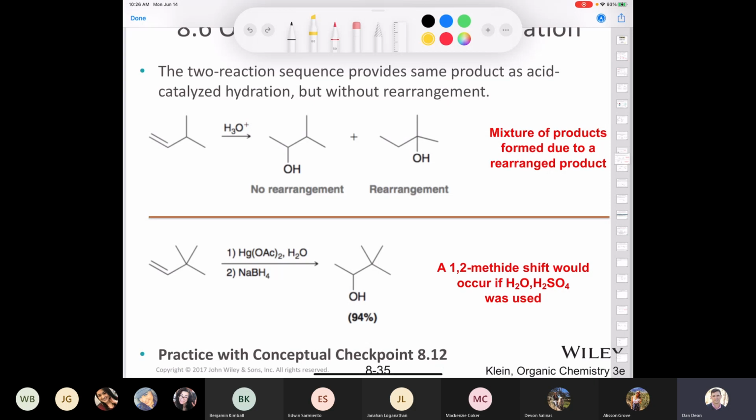Memorize these two steps. The first step is mercuric acetate and water. The second step is sodium borohydride, in that order. Okay, and that way you just avoid the carbocation rearrangement, and that's all I would tell you, is just memorize it and know it. I'm not going to ask you about the mechanism. Okay, I'm not going to ask you about the mechanism of this.